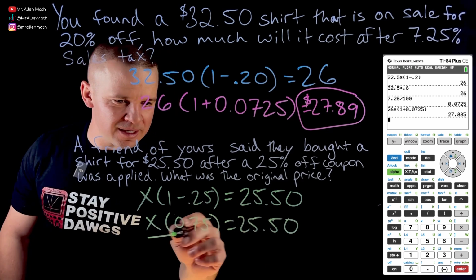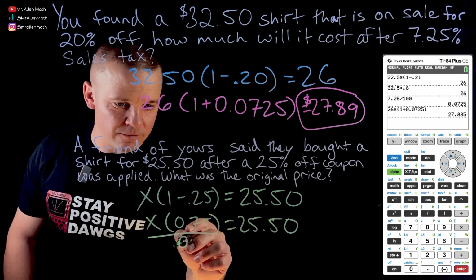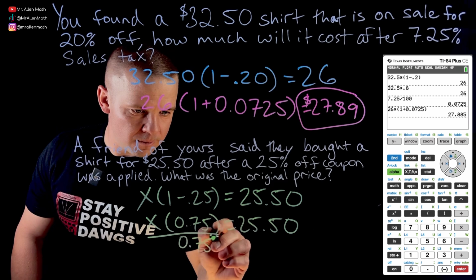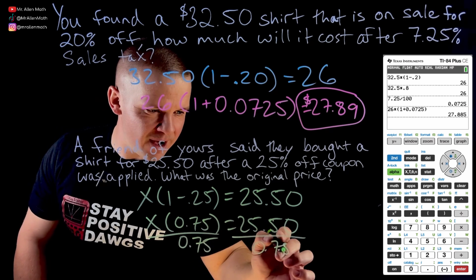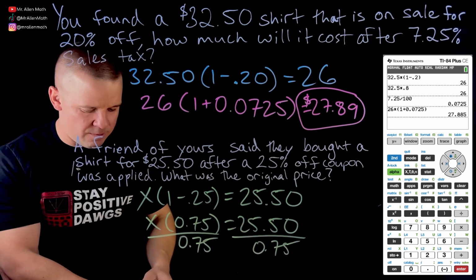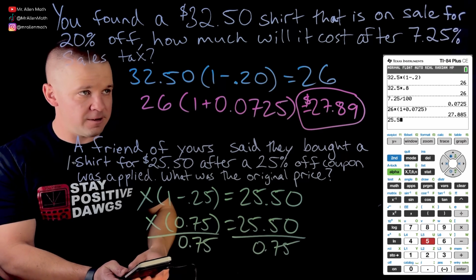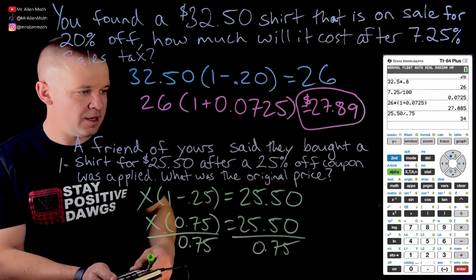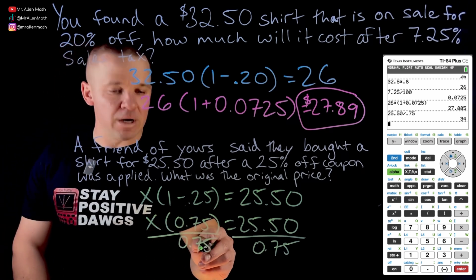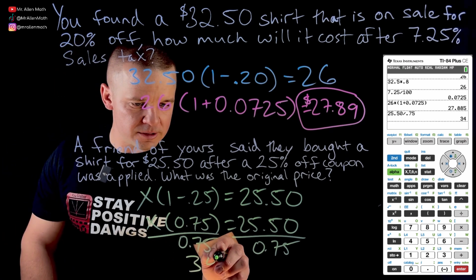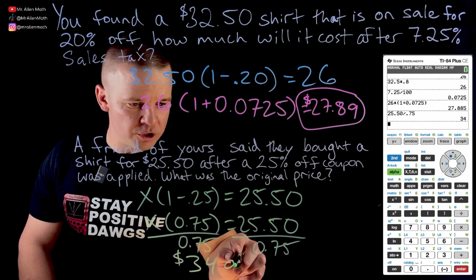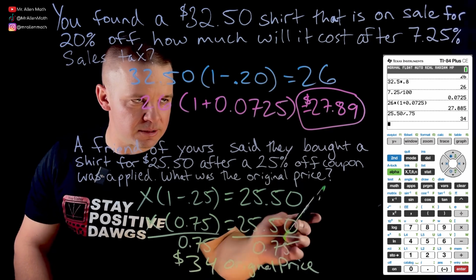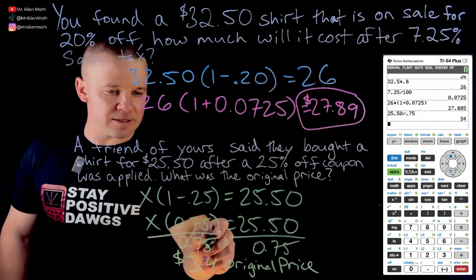How do I solve something like this? I would divide by 0.75, divide by 0.75. And in my calculator, let's see here, we got $25.50 divided by 0.75. Hit enter, 34 bucks. So $34 original price. There it is. So there's our two different scenarios, guys.